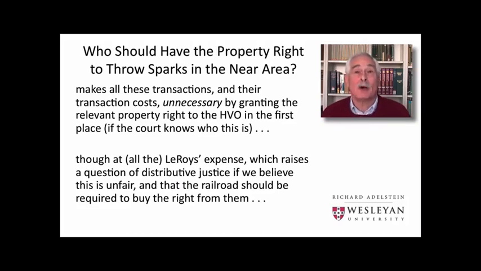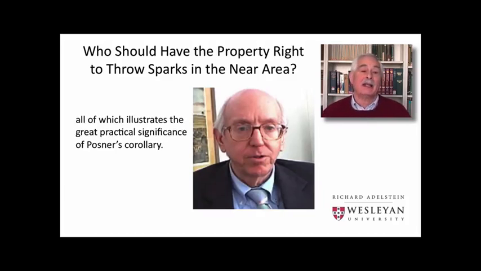And so, Posner's corollary, as you can see, has great practical significance in the real world where transaction costs are high. Where transaction costs are high, Posner shows, efficient allocation of property rights can only be achieved if the higher valuing owner is given the property rights for free in the initial allocation by the court.